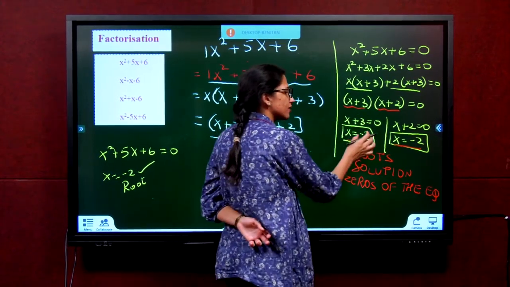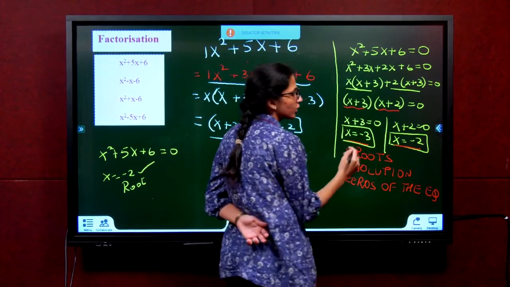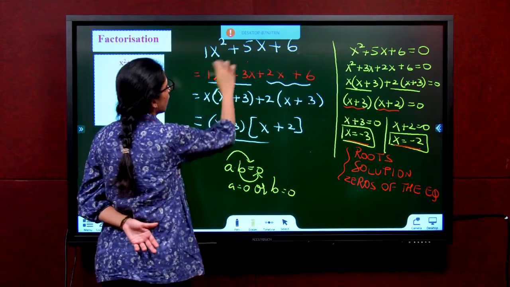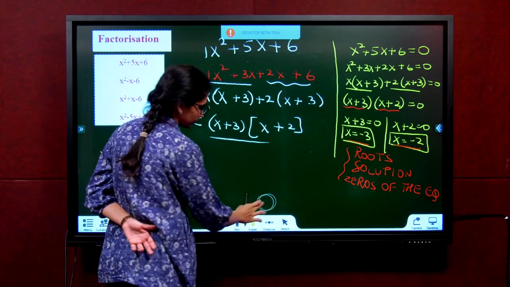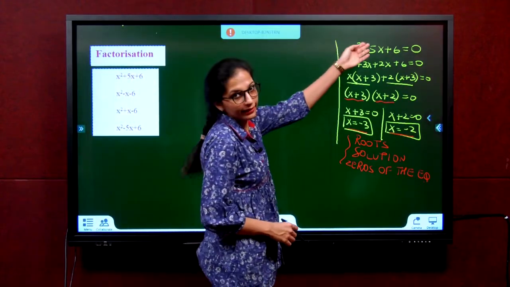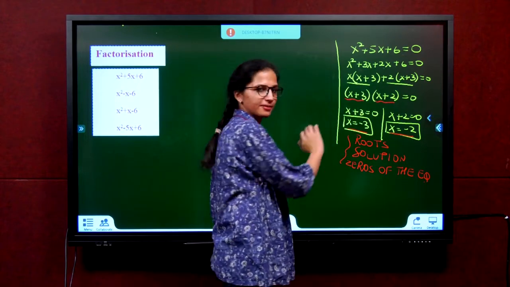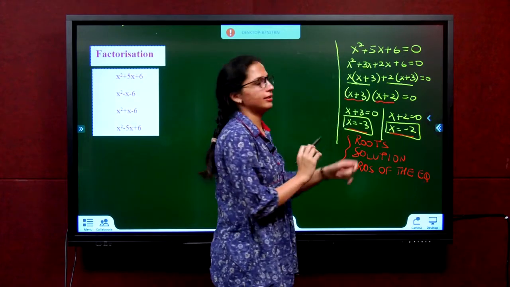That means, what is the value of x for which this is true? How do you check whether what I have got is correct? So now we learned how to take an equation, factorize it, get its factors, x plus 3 and x plus 2, and get the roots of the equation. We've learned all the steps.